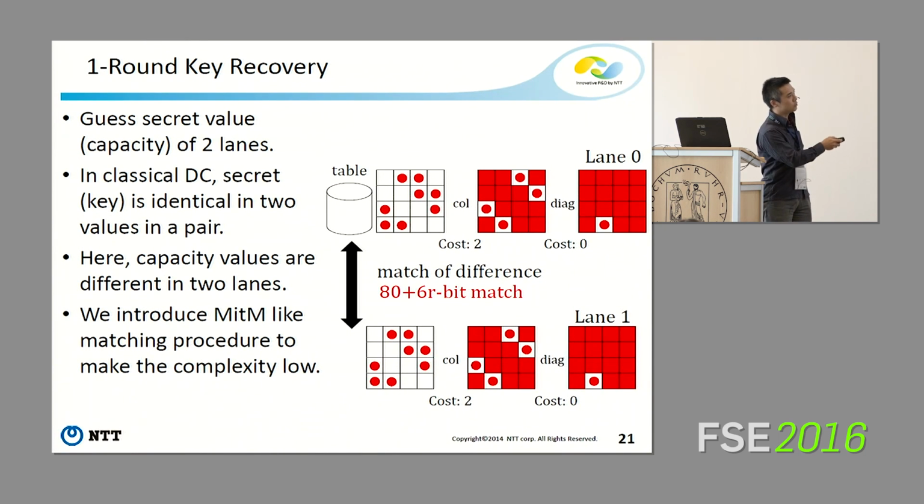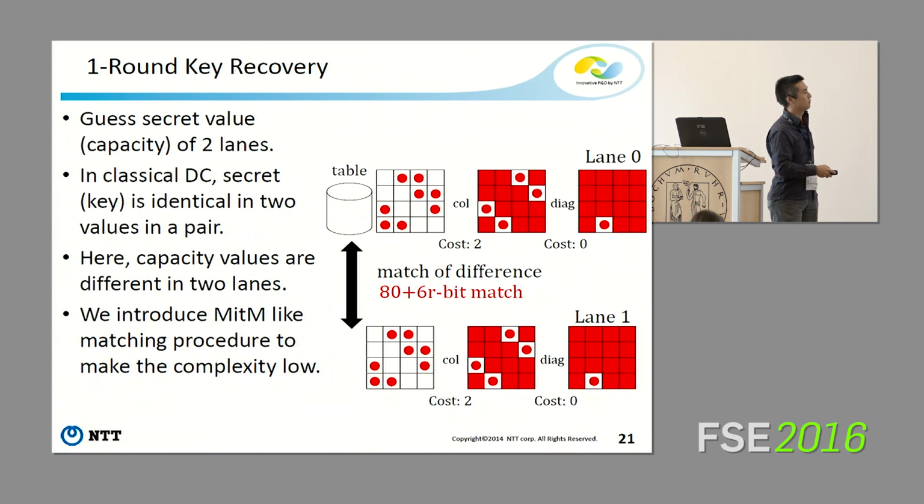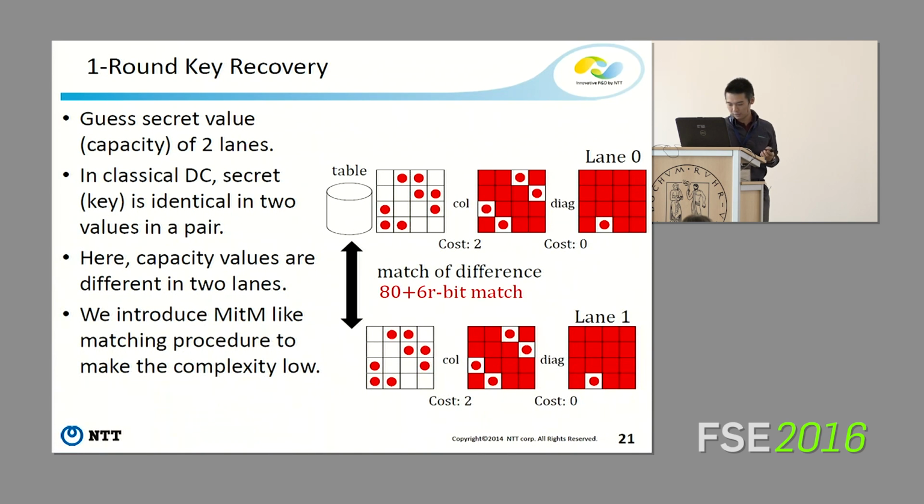Here, we introduce a meet-in-the-middle like matching procedure. That means we first analyze lane 0. We guess nearly close to the exhaustive search cost, and then go back up to here and store the values in a table. Independently, we do the same analysis for lane 1 and match the difference here. This procedure allows us to keep the attack complexity low. I won't explain the details, but this is the basic idea for internal differential attack.